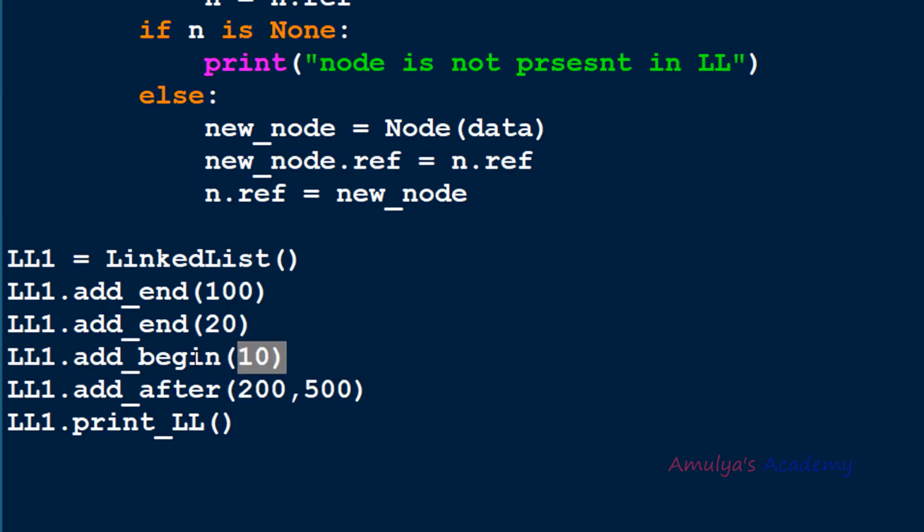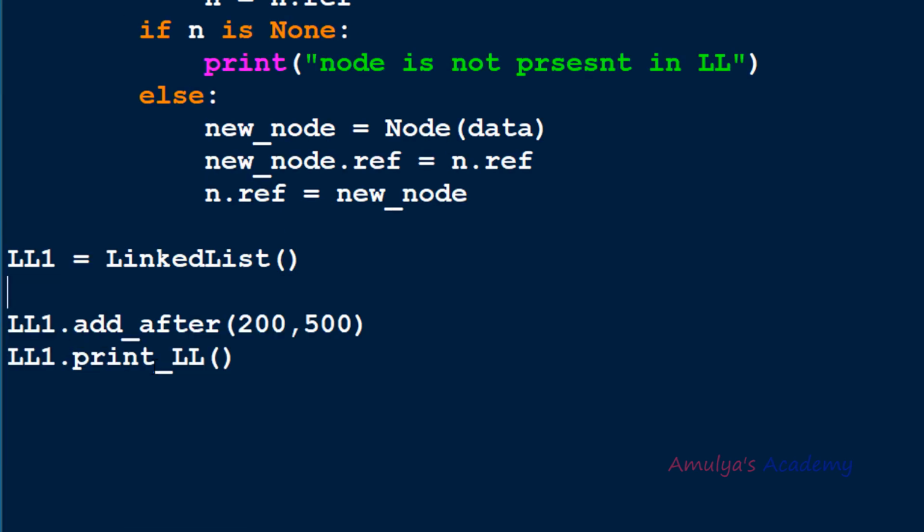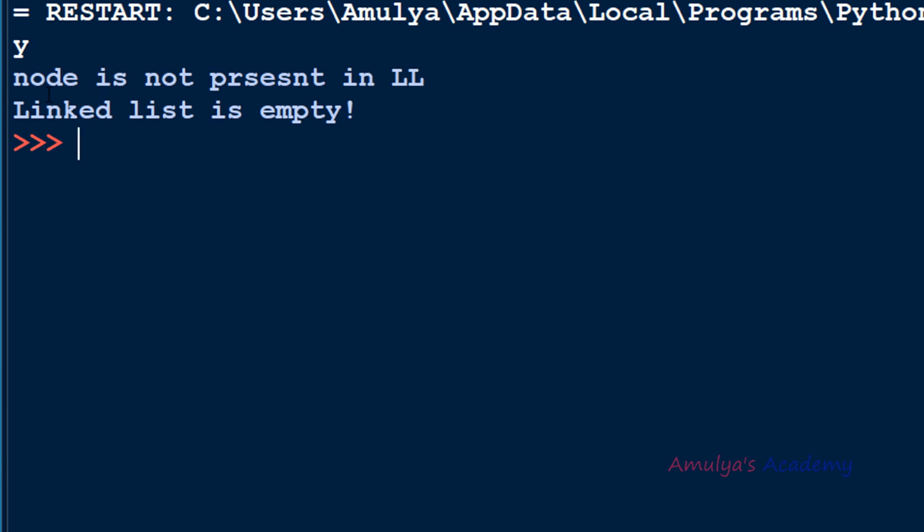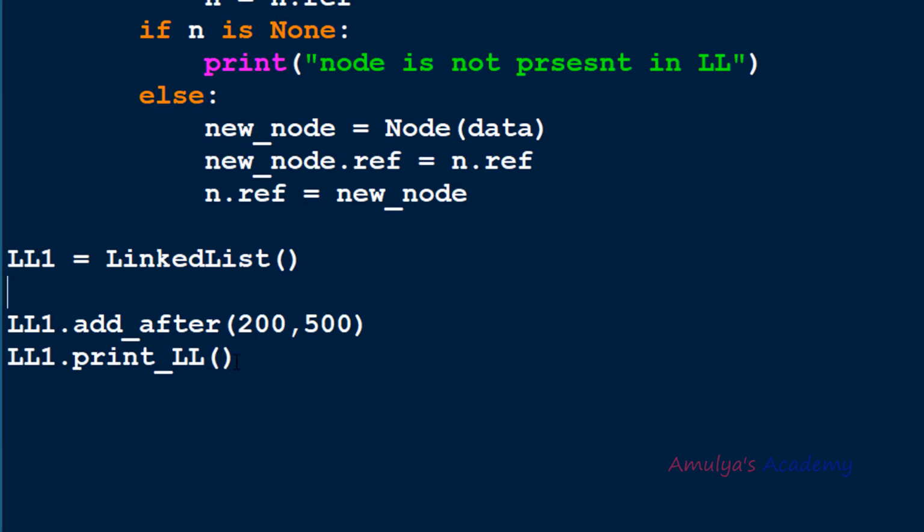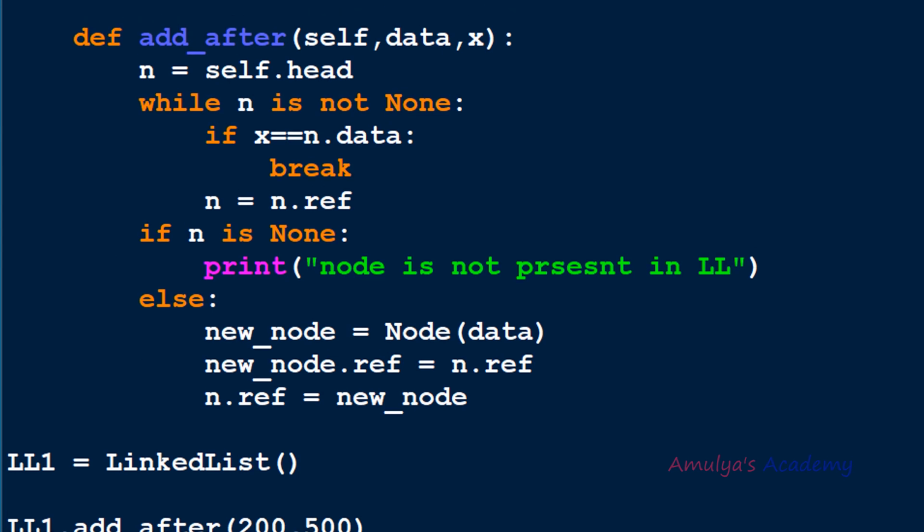And if the linked list is empty, and if I try to enter the element like this, it will just print node is not present in the linked list, and linked list is empty will print from this. We are traversing through the linked list. We are calling this method, right? That's why it will print linked list is empty. Okay, so this is about how we can add the element after an existing node.